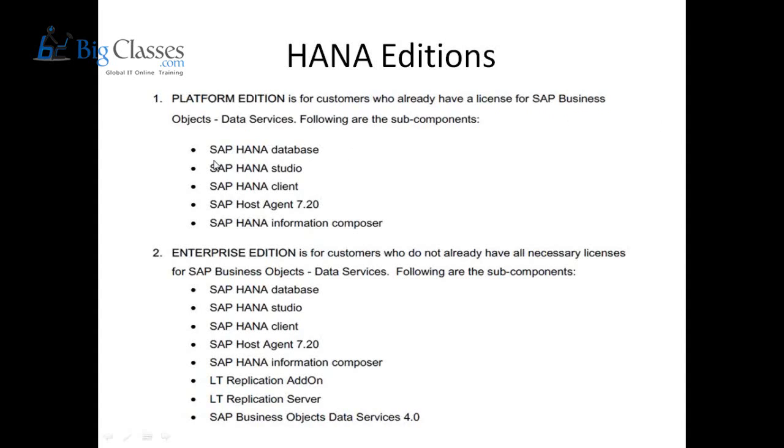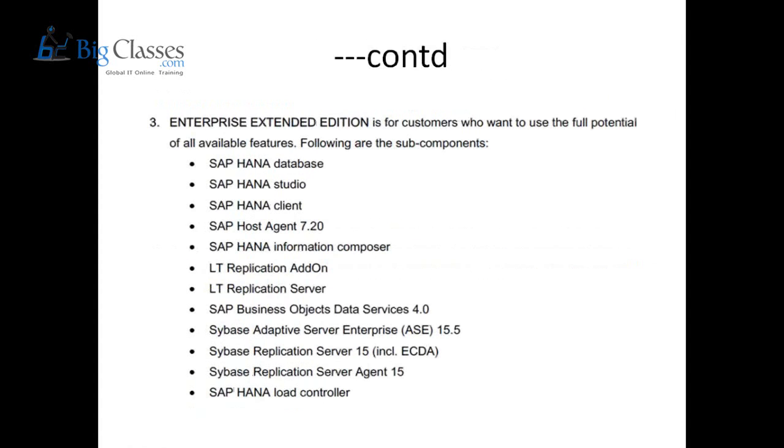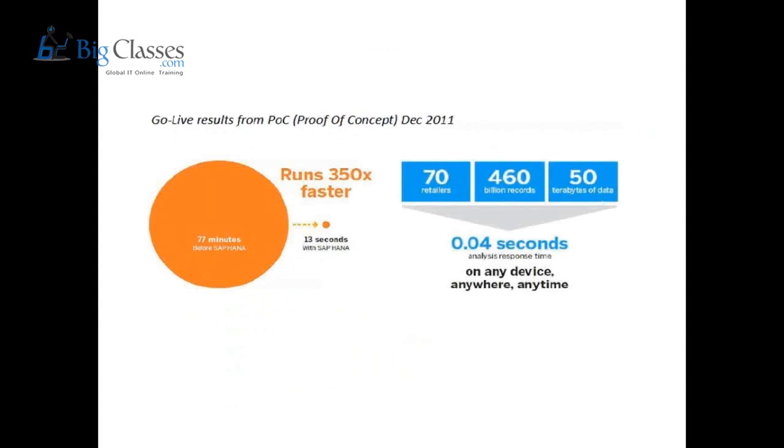We go with Platform Edition. So they get HANA Database Studio, Client, and Information Composer. Then Enterprise Edition for those who do not have the necessary licenses for business objects data services. For them we sell the above set and also the business objects data services with LT replication server. And for the third customers who are totally new to SAP, we sell them the entire package, which is called Extended Enterprise Edition. And in these editions there are different server sizes like extra small, small, large, extra large, and triple XL.